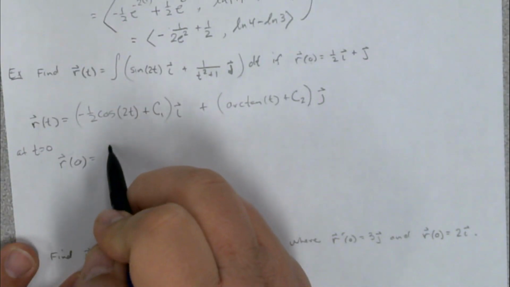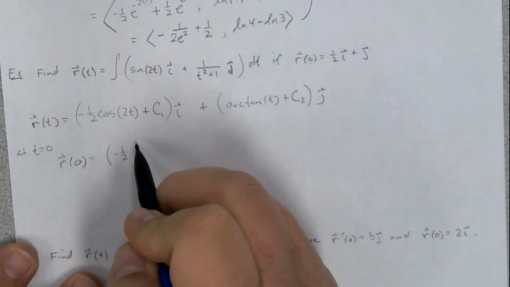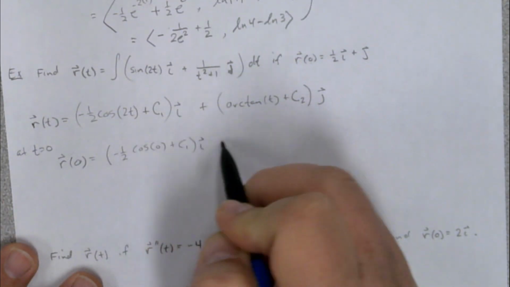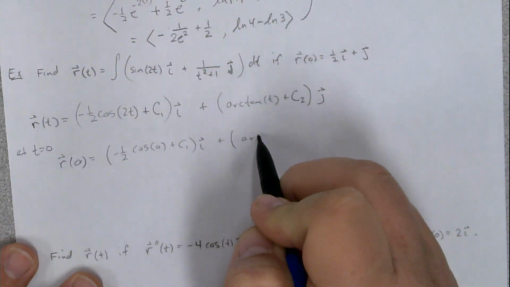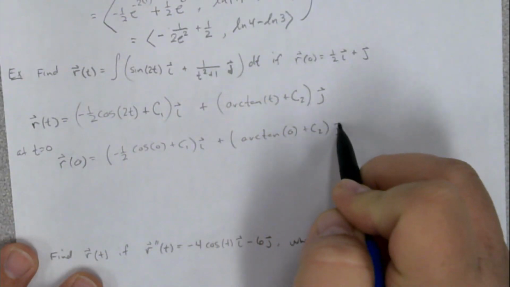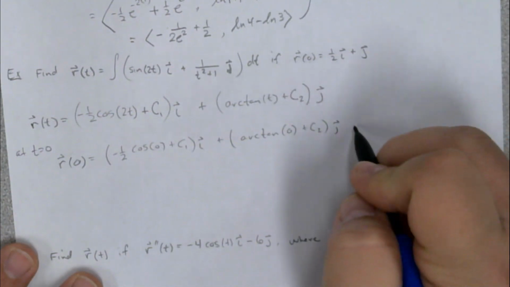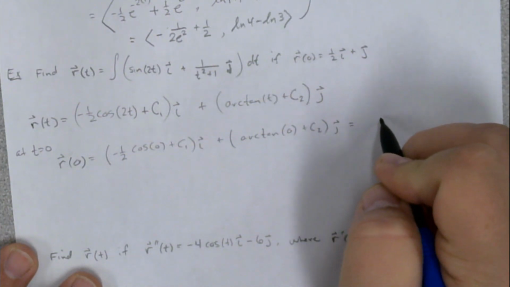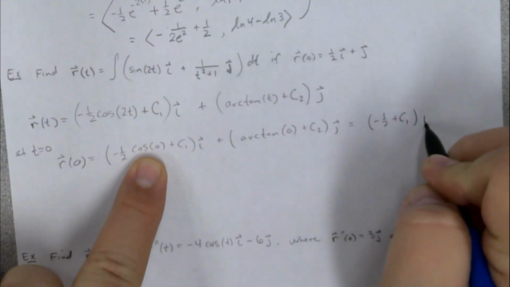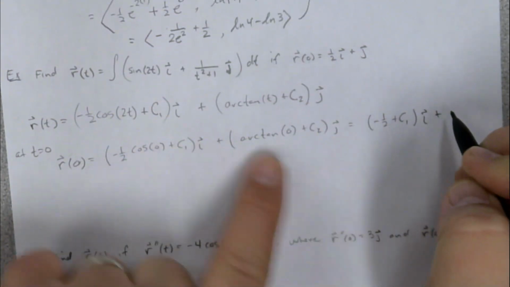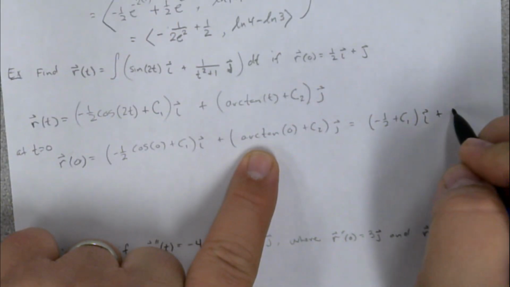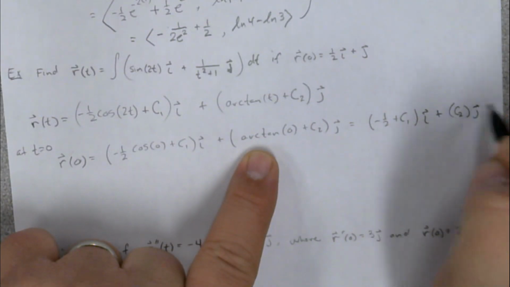We're going to get negative 1/2 the cosine of 0 plus some constant 1. And then over here we're going to get the arc tangent of 0 plus constant 2, and that's j. And cleaning all this up, this is an i, I'm going to get negative 1/2 plus c1. And then the arc tangent at 0 is 0. And so I'm just going to get c2 here for j.